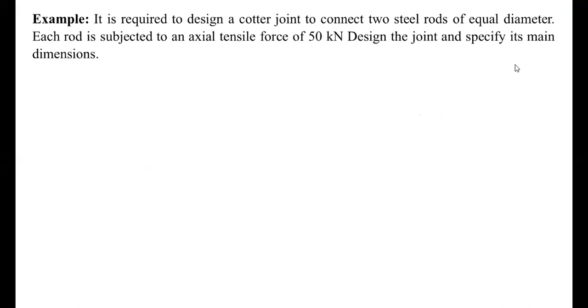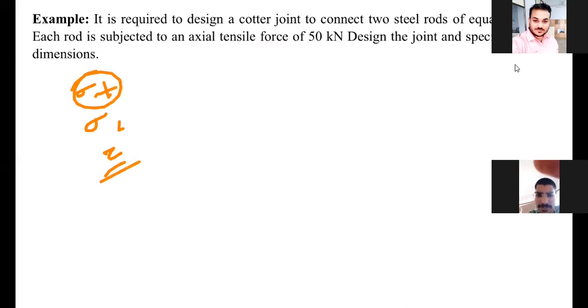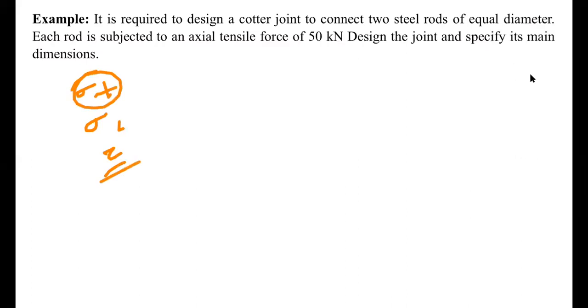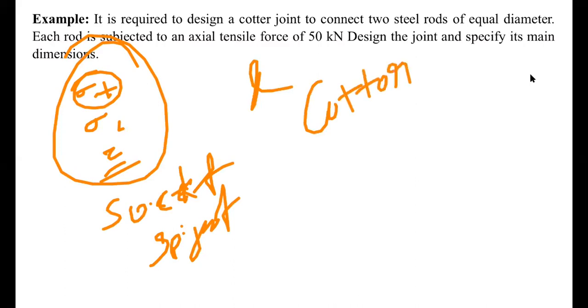In this question, you don't have any value of the stress, but in the GTU you will get all the values, like sigma T, sigma C, and tau. All three values you will get for socket, spigot, and for quarter.